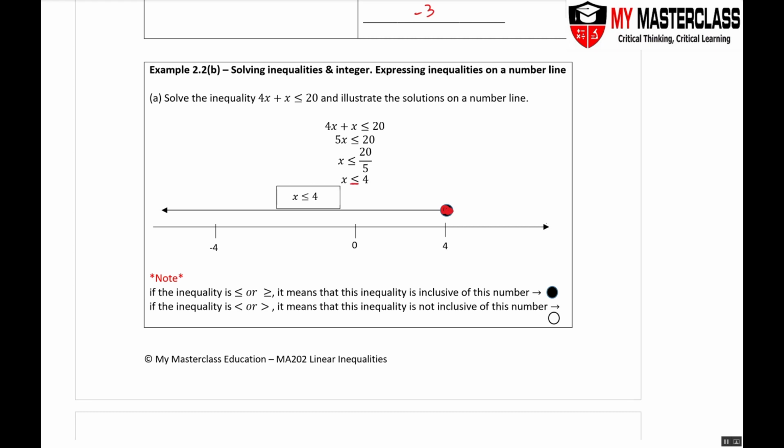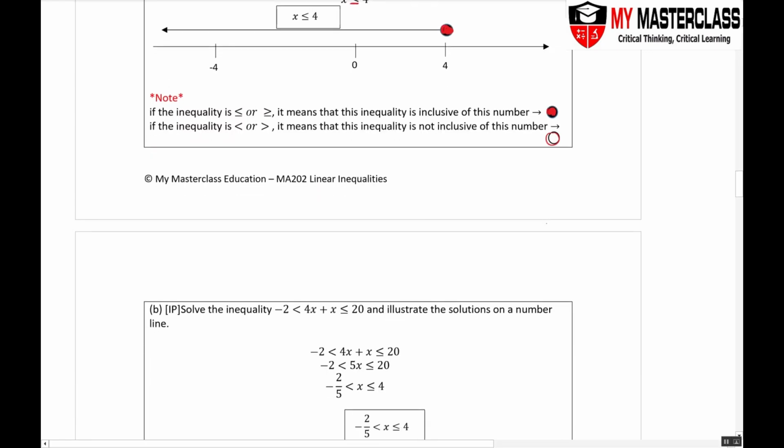So x less than or equal to 4: less than on the left hand side, arrow to the left. That's it. So we have less than or equal to, or more than or equal to: it is a shaded dot. If it's more than or less than, it's a hollow circle. Now we move on to the next page.